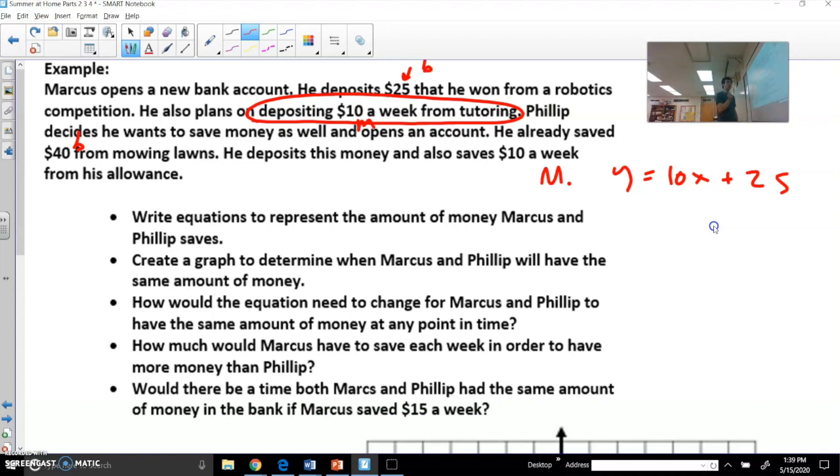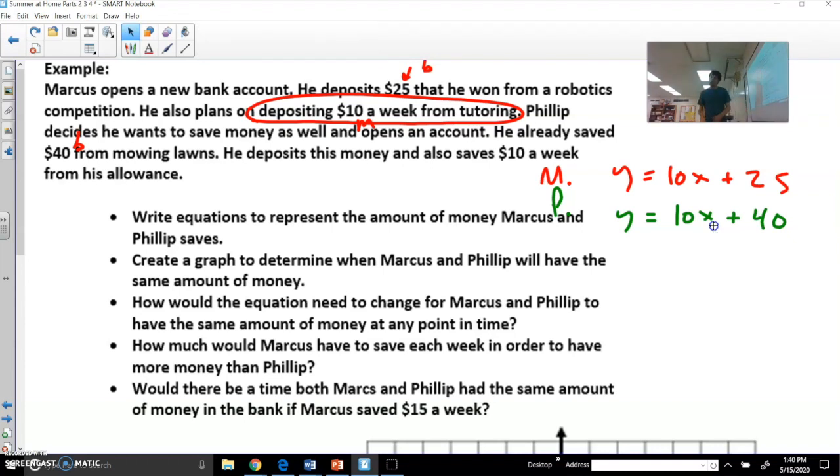Well, Philip's equation has something similar in it. They both are depositing $10 a week, maybe for different reasons. One is from allowance, one is from tutoring, but they are making the same amount every week. However, they are starting at different places. Philip started with 40, Marcus started with 25. So over time, they are going to stay the same distance from each other.